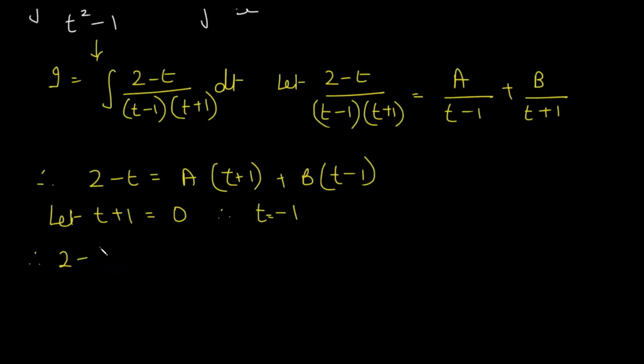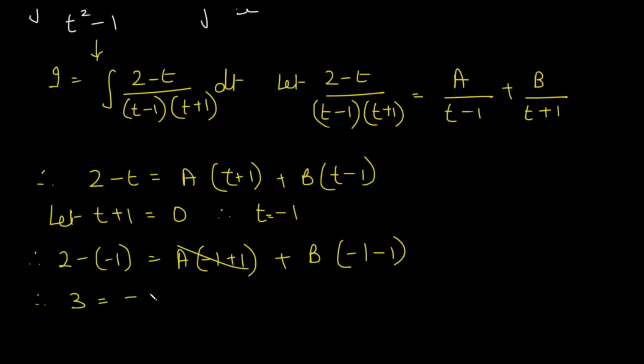And therefore, 2 minus minus 1 is equal to, when we put minus 1 in the first bracket, we are going to get a into minus 1 plus 1. That is a into 0. So this term will go away, plus b into minus 1 minus 1. And we get 3 is equal to minus 2b. And therefore, b becomes minus 3 by 2. So we get b as minus 3 by 2.